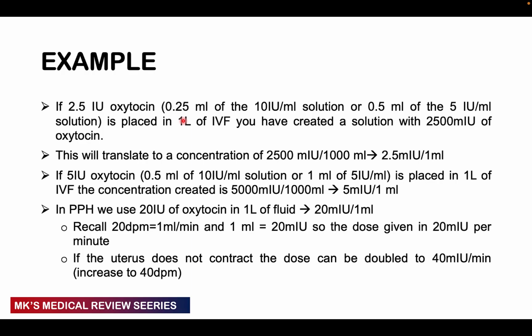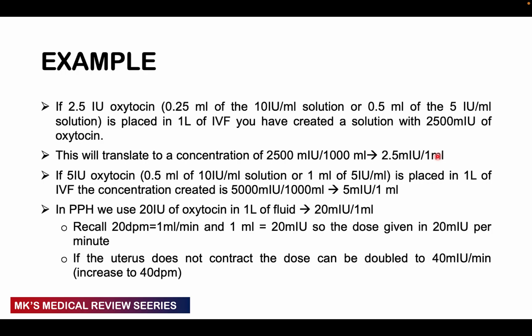So what have you created? Remember, 1 international unit is equal to 1,000 milli international units. So 2.5 international units is going to give you 2,500 milli international units of oxytocin. So it means in that 1 liter of fluid, you have 2,500 milli international units of oxytocin. This translates to a concentration of 2,500 milli international units per 1,000 ml. And if you want to reduce this, you divide both sides by 1,000. So it means in 1 ml of that solution, you're going to be giving 2.5 milli international units per ml.